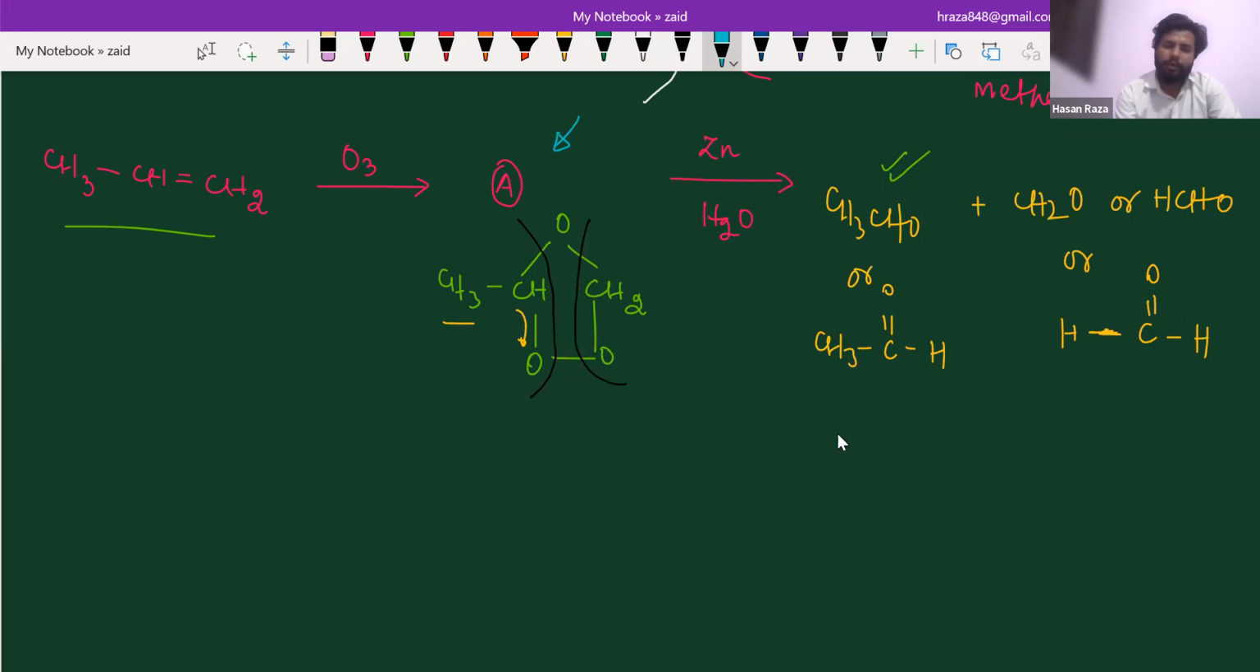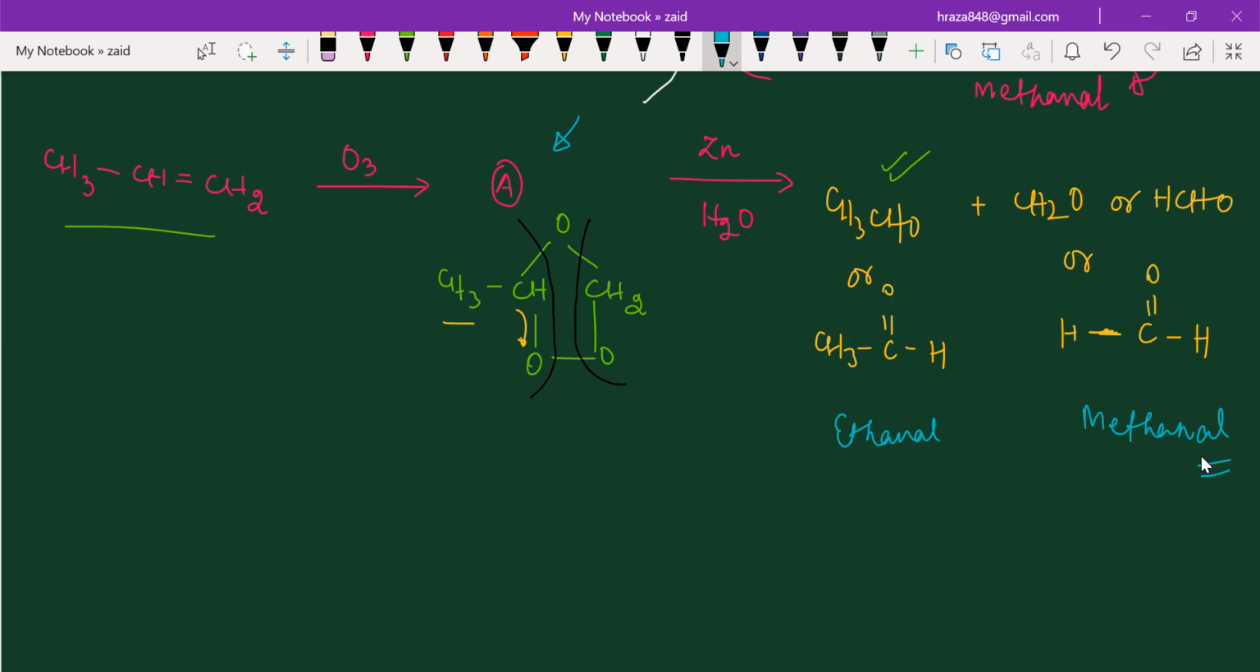So your answer is right, but this is not it. You can see this is ethanal, 2 carbons are there, so it's ethanal, and this is methanal. Right, Zeb, Alan, and Mehraj? Please do let me know when you are done with this. Alan and Mehraj. Yes, I'm done. No. Moving to the next.